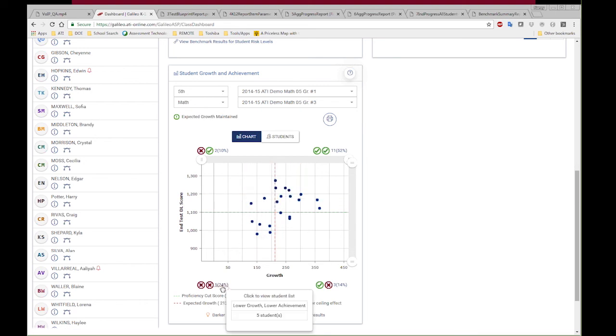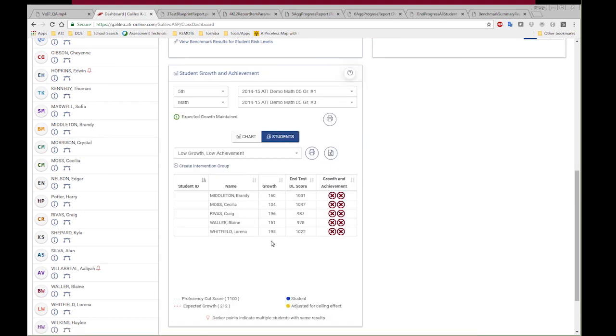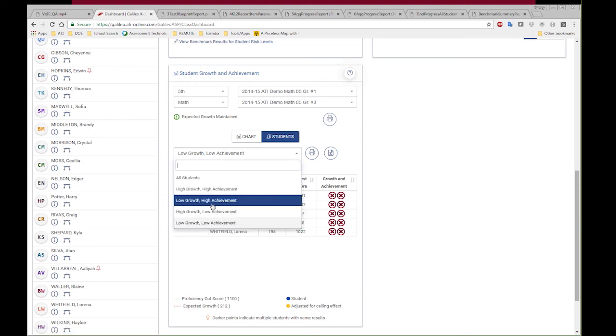If you want to see the names of the students in that particular quadrant, your low growth, low achievement, you can click on the number next to the little icons there, the two X's, and you see the list of the students. And from here, you can actually create an intervention group. They could be students who work well together, have similar needs, learning styles, working on, need help with a similar grouping of standards, and you can create an intervention group right here.